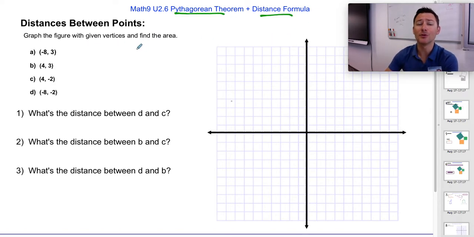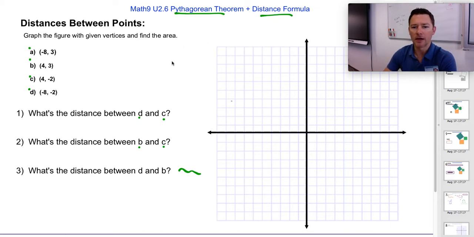So what I'd like you to try is to plot these points A, B, C, and D on your fancy note sheet, and then think about what the distance between D and C is, what the distance between B and C is, and then maybe what the distance between D and B is. That one's a little tricky. It's the whole idea for this unit. So pause me and try that. Go.